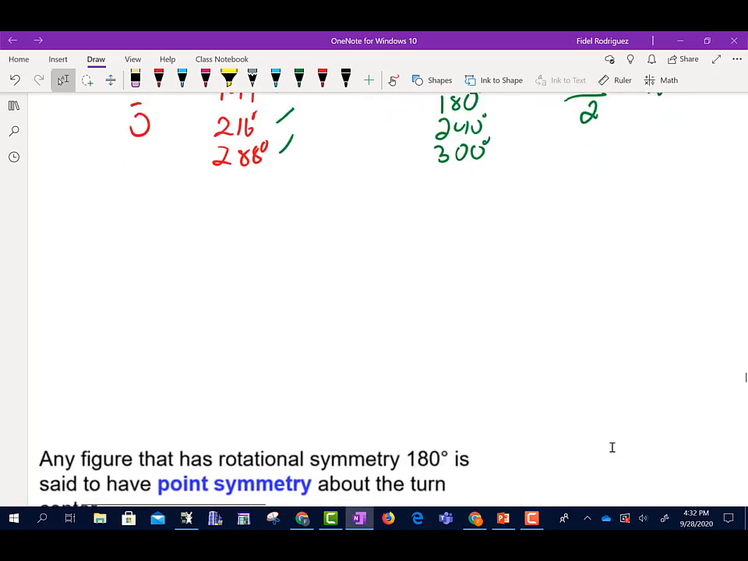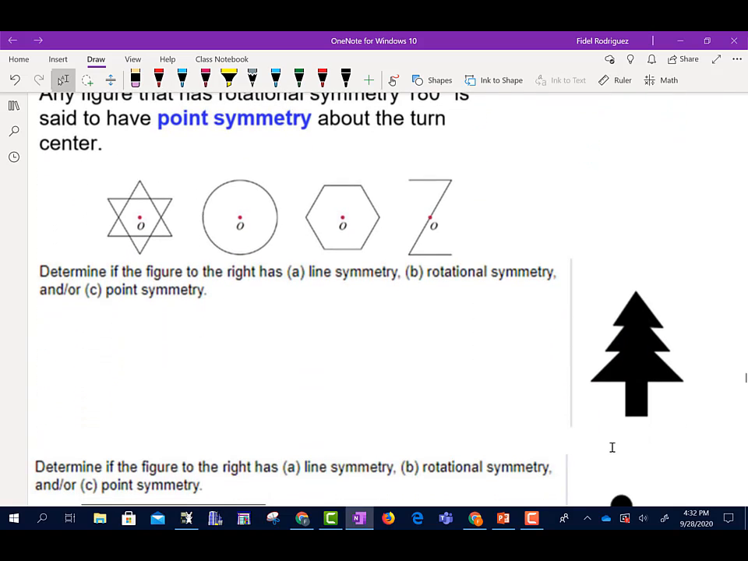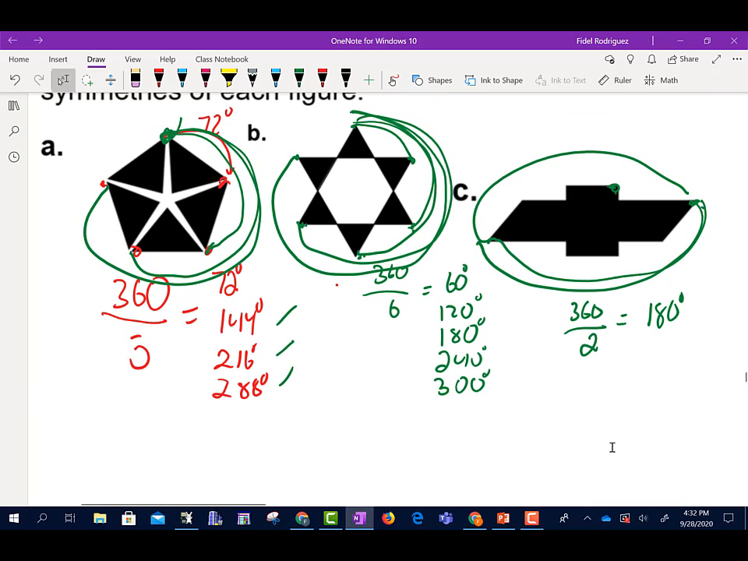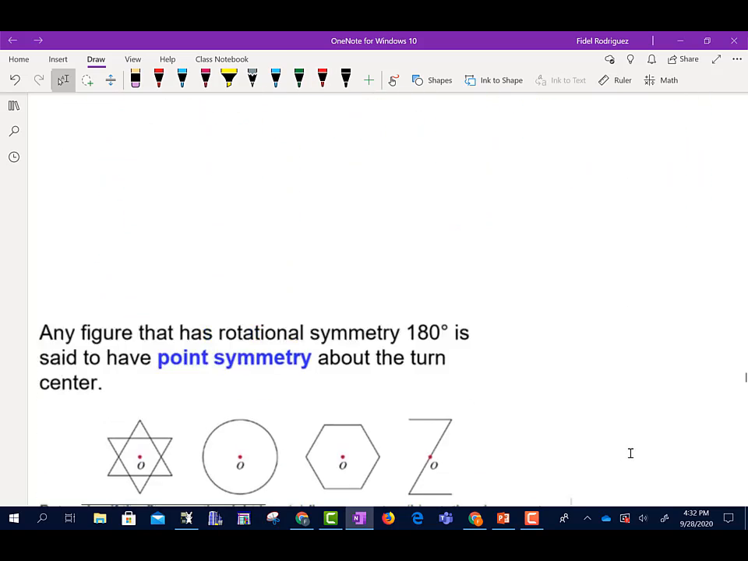Alrighty, so let me scroll. All right, and it says any figure that has a rotational symmetry of 180 is said to have point symmetry about the turn center. Okay, so we have point symmetry about that point right there at the turn center, okay?